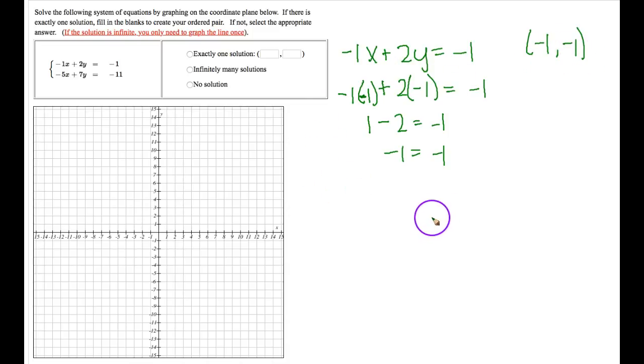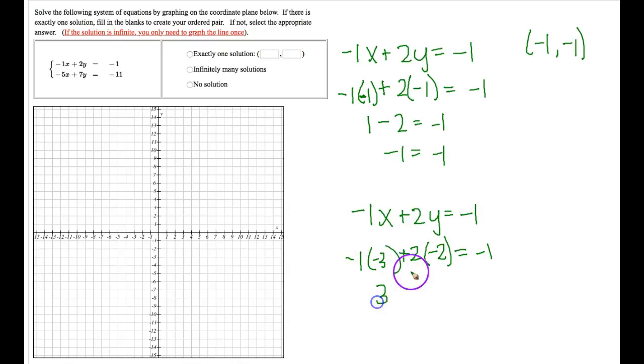I still need one more because technically it takes 2 points to make a line. So let's try that again. Negative 1x plus 2y equals negative 1. So here, what could I do? Well, I think I can make y a negative 2. And in order to make this a negative 1, I would have to make this a positive 3. So I'm going to do negative 1 times negative 3. This way we'll make 3 minus 4 equals negative 1. This would work. So my ordered pair would be x was a negative 3 and y was a negative 2.